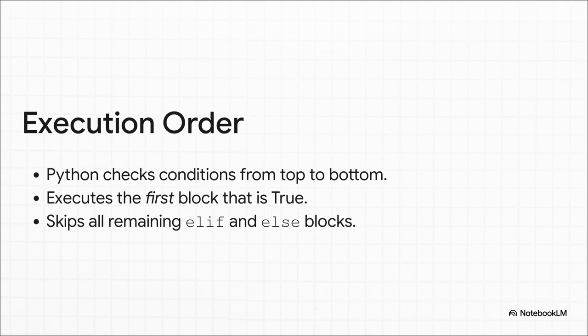Python reads your code from top to bottom just like we do. It checks the if, then the first elif, then the next one. And the very moment it finds a condition that's true, it runs that code block and, this is the critical part, it completely skips the rest of the entire chain. It doesn't even look at them.